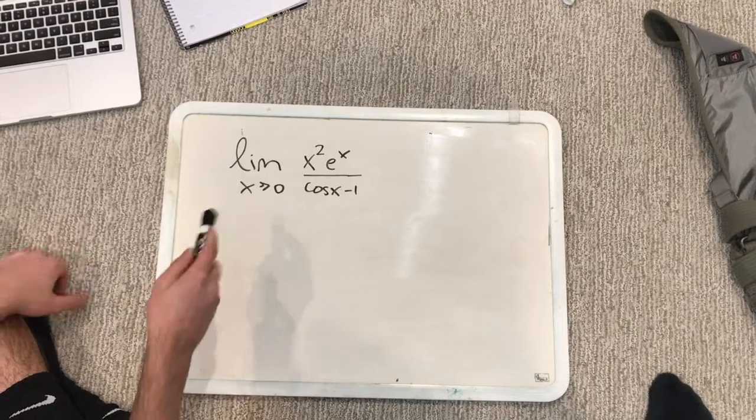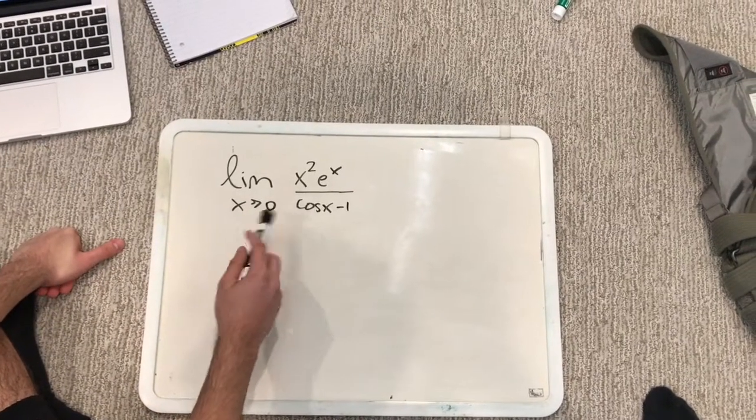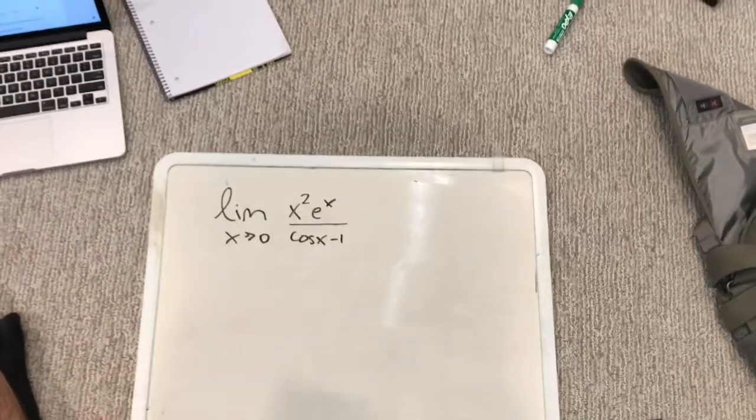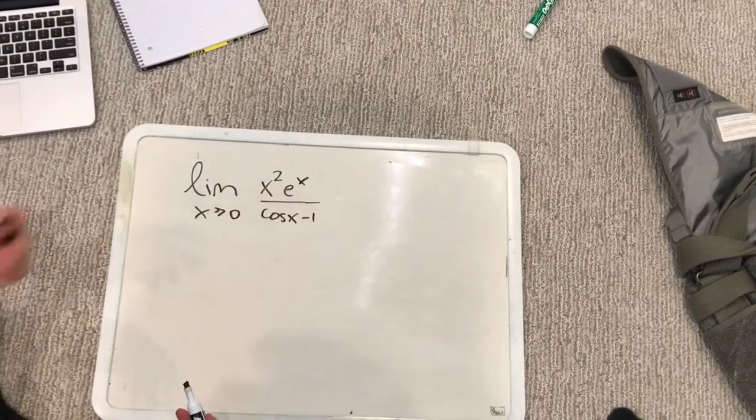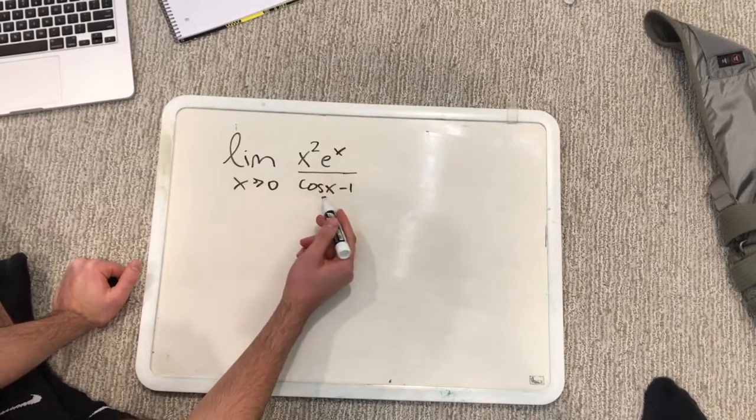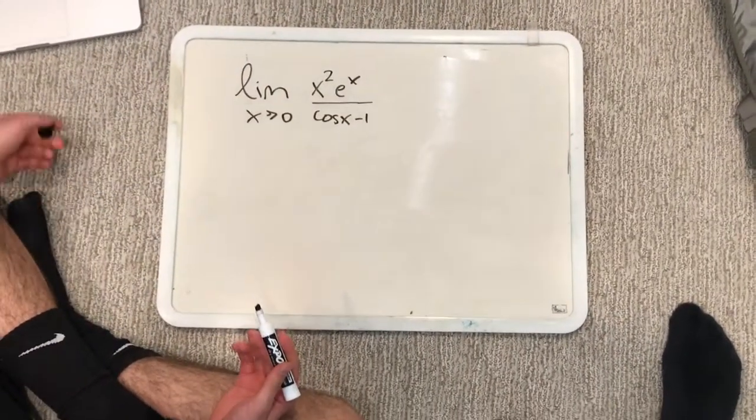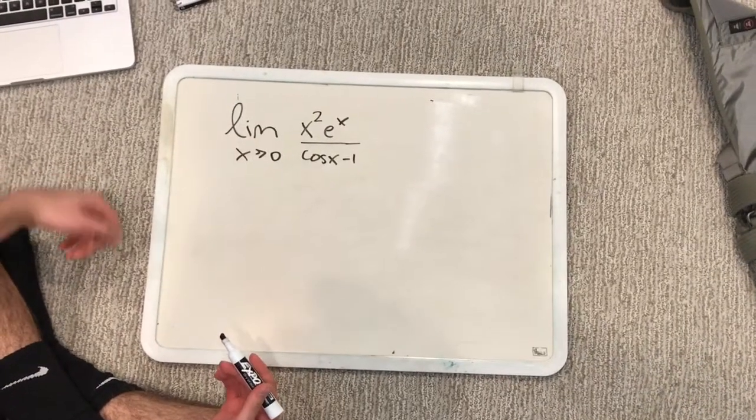We'll be evaluating the limit as x approaches 0 of x squared times e to the x, over cosine of x minus 1. So the way we're going to go about this problem is we're going to plug in the Taylor series for e to the x and cosine of x. And this can be determined just using the information that you know about the Taylor series, but we're just going to skip that to make this a little bit shorter.